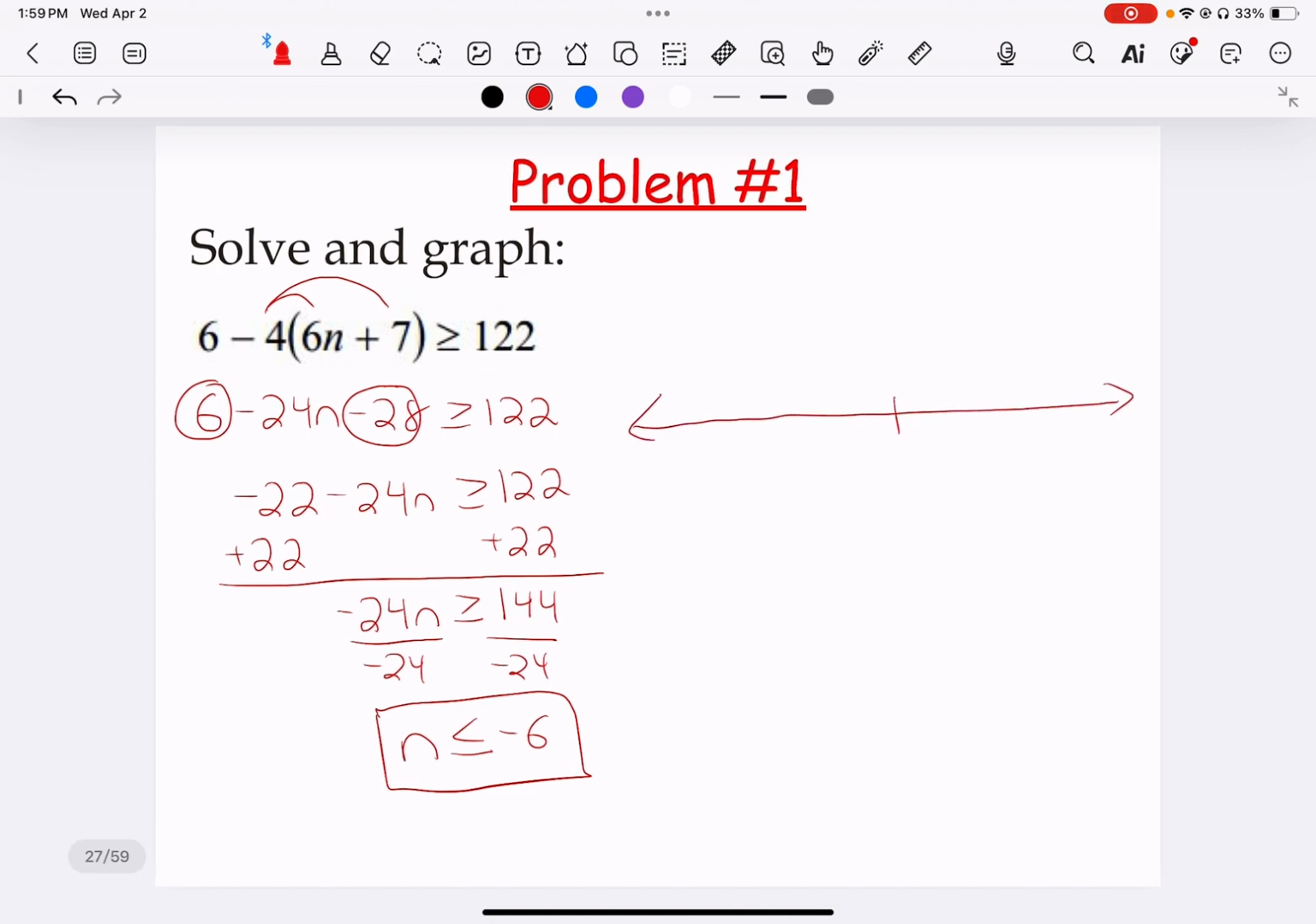I'm going to put the number I got, negative 6, in the middle of my number line. I'm going to do two numbers on either side. So this is negative 5 and negative 4 to the right, negative 7 and negative 8 to the left. Since it's less than or equal to, it is going to be a closed circle. And since it's less than, it is going to the left.